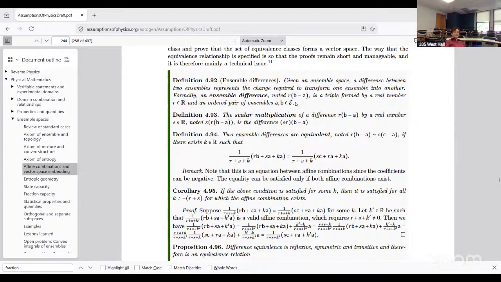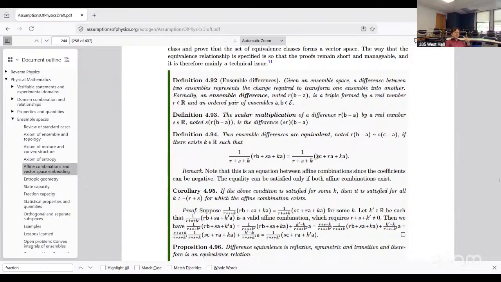And so I have these differences, which are a real number and two ensembles. And then you say that r(B minus A) is equivalent to s(C minus A) if there exists a k such that these convex combinations are the same. This is like the cancellation property that you're using in a sense, right? Yes, the cancellation property allows you to say this, and this is basically that these two things are on the same line.